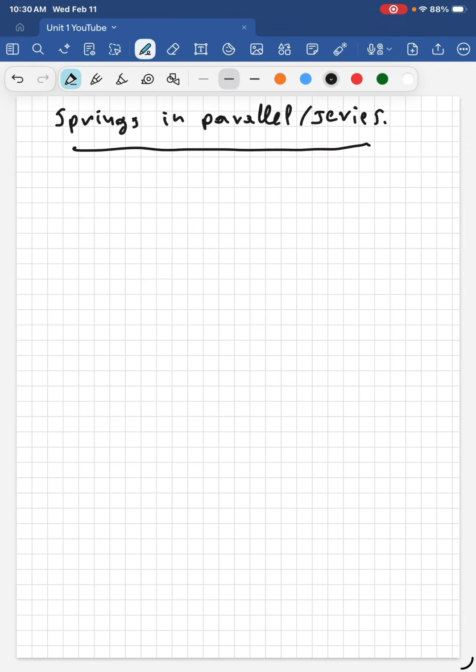Before moving on to talking about Young's modulus, stress and strain and stuff like that, I want to take a moment and talk about springs in parallel and in series. This goes in the old spec, but it doesn't really hurt to know at least the basics. So we will just quote the results that it's good to know. I doubt it will appear in a test, but you never know.